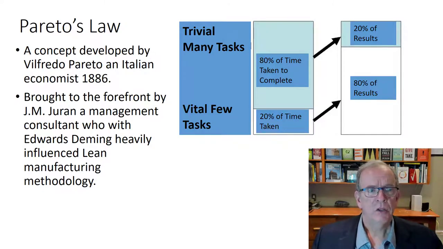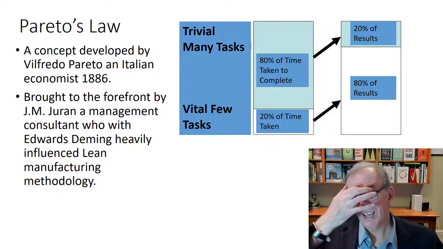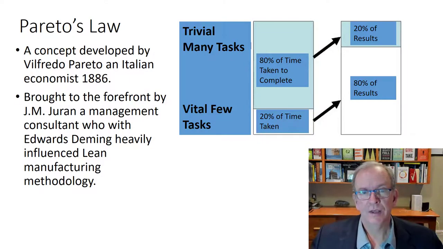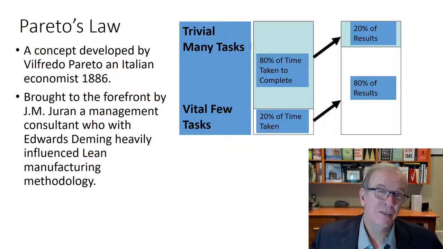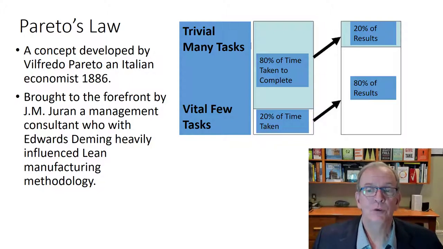And J.M. Juran noted what he called the trivial many and the vital few tasks. And he kind of corrected that later in life. Didn't mean that the trivial many weren't important, but they weren't as impactful on the success of the project as the vital few tasks. There's certain low-hanging fruit. 20% of the tasks will lead to 80% of your results, would be one way of looking at it, right?